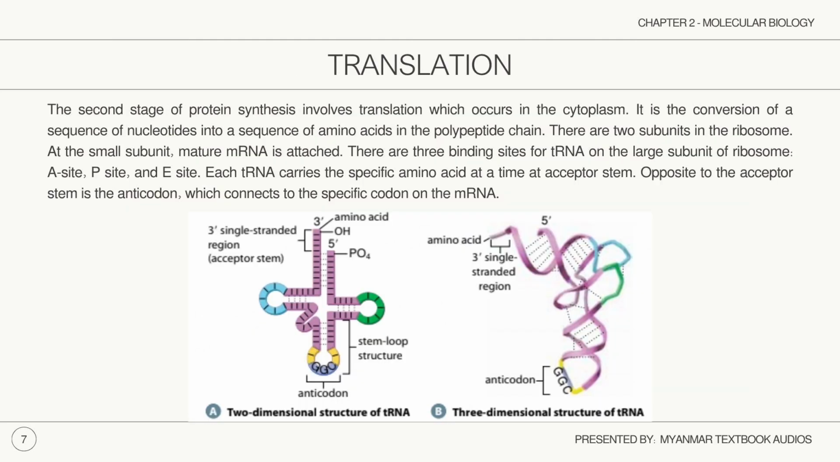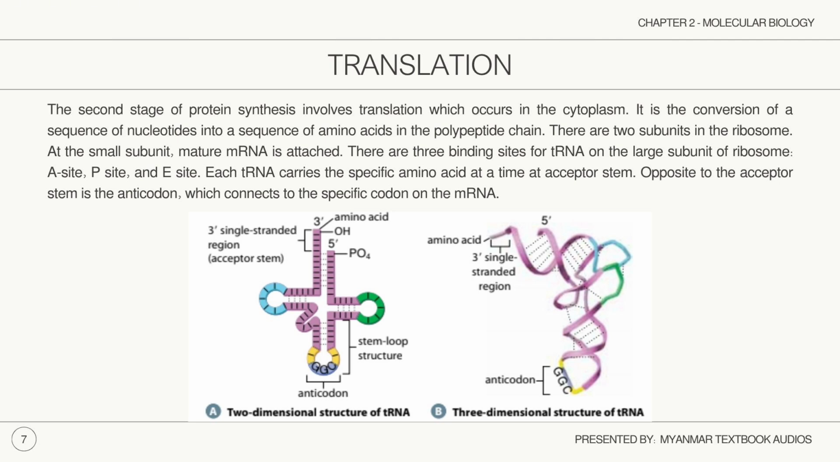Translation. The second stage of protein synthesis involves translation, which occurs in the cytoplasm. It is the conversion of a sequence of nucleotides into a sequence of amino acids in the polypeptide chain. There are two subunits in the ribosome. At the small subunit, mature mRNA is attached.